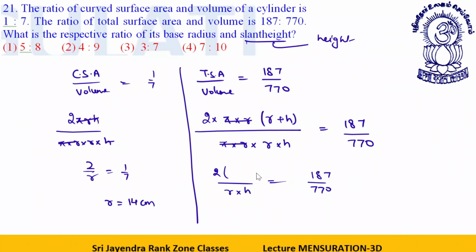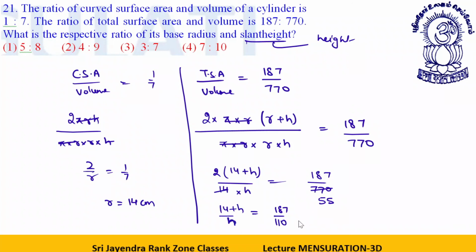What is the value of R? The value of R is 14. So this way I get 14 plus H by 14. 14 and 770 cancel to give me 55. Also I can say 14 plus H by H is equal to 187 by 2 into 55, which gives me 110. So far clear to everyone?